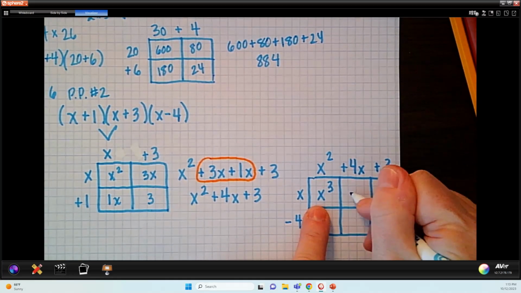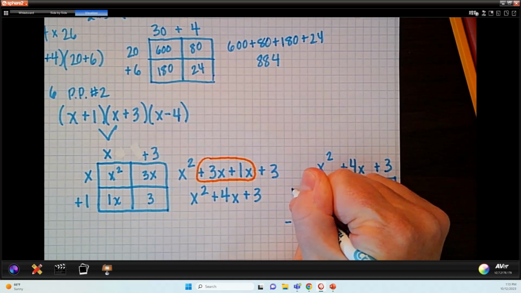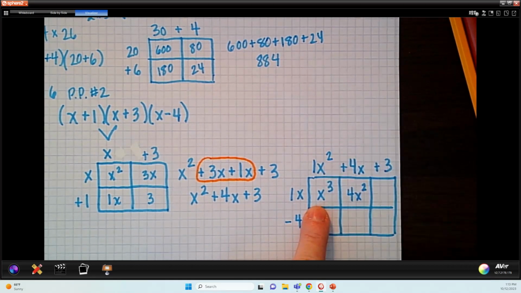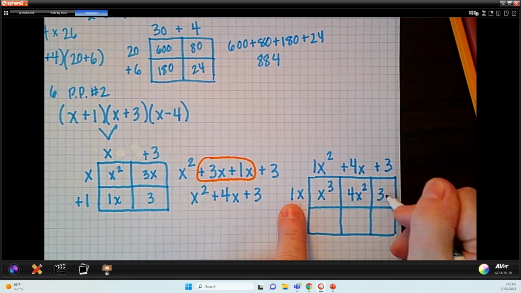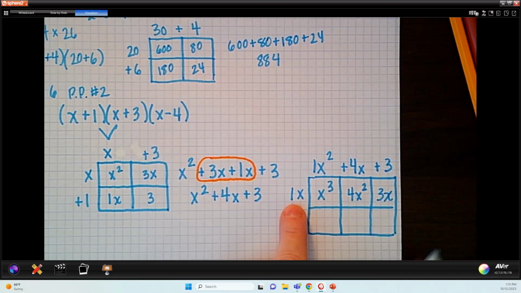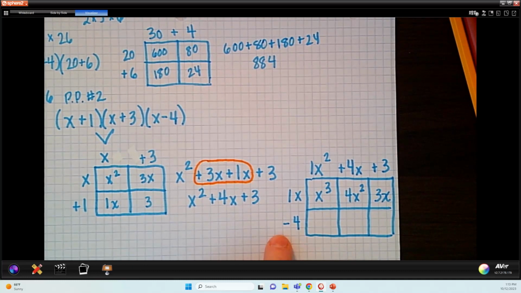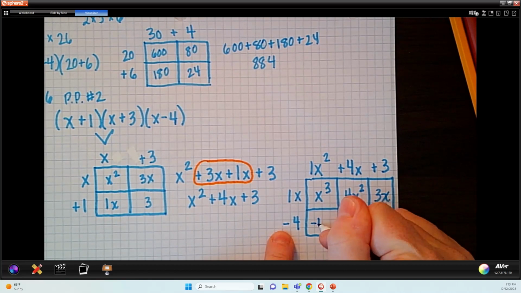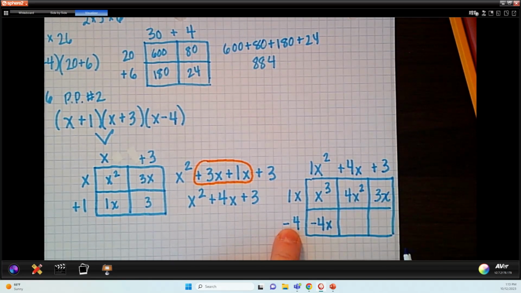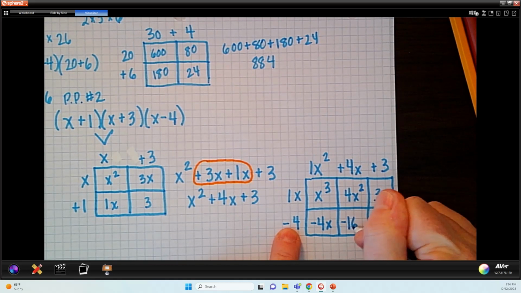X times 4x is 4x squared. Okay, because remember, this is 1 in front. This is 1 in front. Okay, and 1 times 3 is 3. But there's an x, so I have 3x. I have 1x times 3, 3x. Okay, down at the bottom, be careful because this is a negative. Negative 4 times a negative 1 is a negative 4. So this would be negative 4x. Negative 4 times a positive 4 is negative 16x.